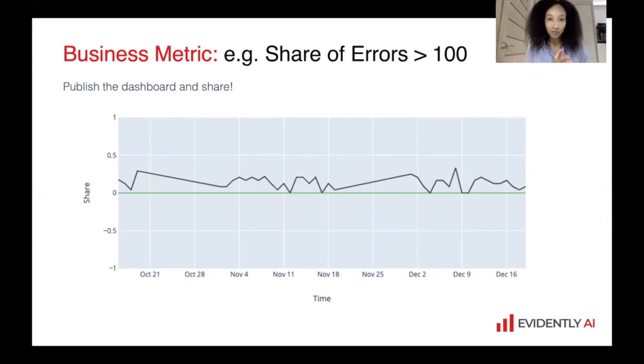I mean, for example, sit together with your manager and discuss what he or she actually expects to have out of your model. And for example, you could figure out that it's good to keep your error lower than 100 bytes in our case, right? So in this case, you can calculate the share of errors that are higher than this threshold and publish this dashboard for all your team.